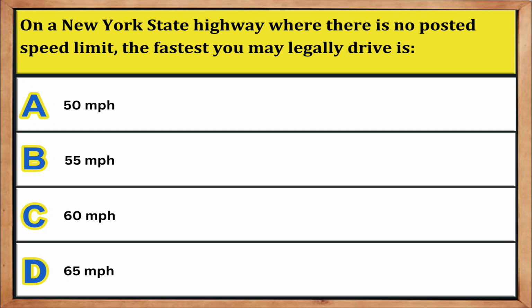On a New York State highway where there is no posted speed limit, the fastest you may legally drive is A. 50 mph, B. 55 mph, C. 60 mph, D. 65 mph.